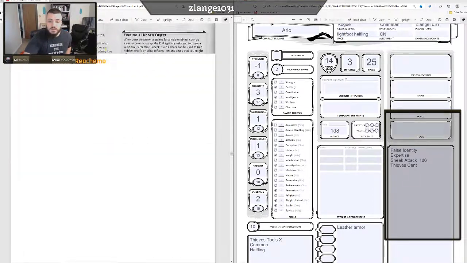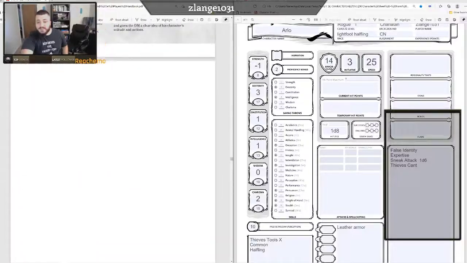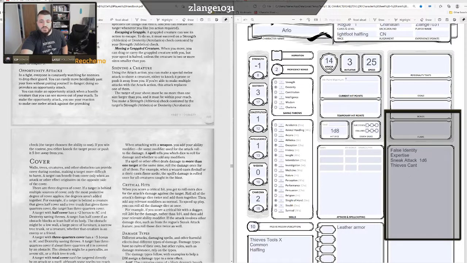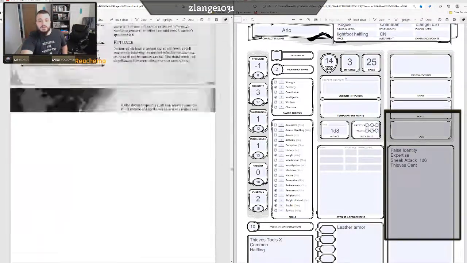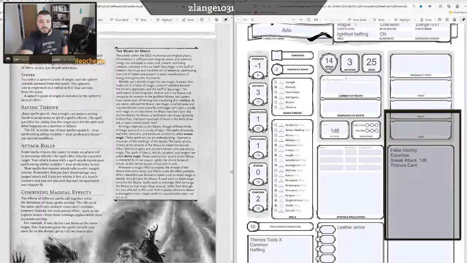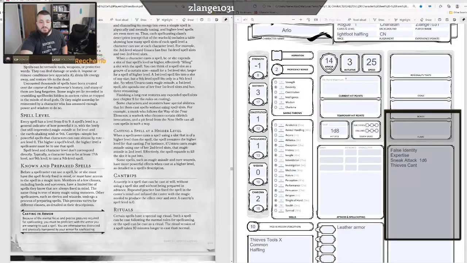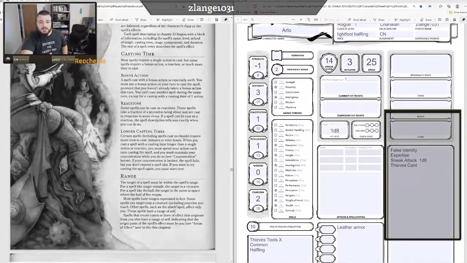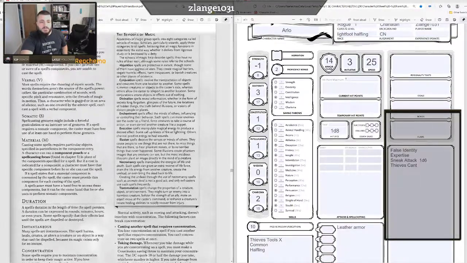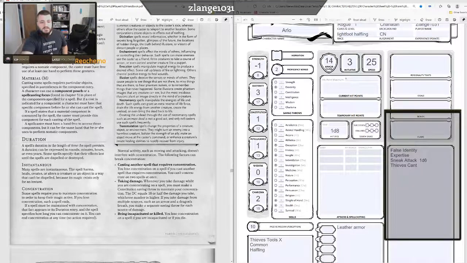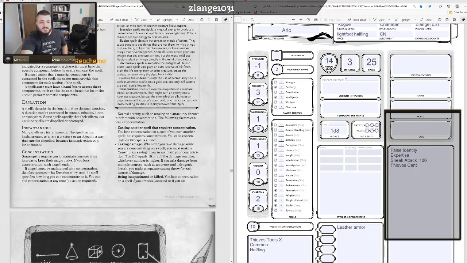Now, if we were playing a casting class, then we would have spells to choose from and spell slots. And how that works is, this chapter here talks about spells. What a spell is, what spell slots are, cantrips, rituals, casting, components. Verbal is obviously spoken, somatic is gestures with your hands, material is items you use to focus the spell through. There are different durations, how long it takes to cast a spell. Instantaneous, concentration.